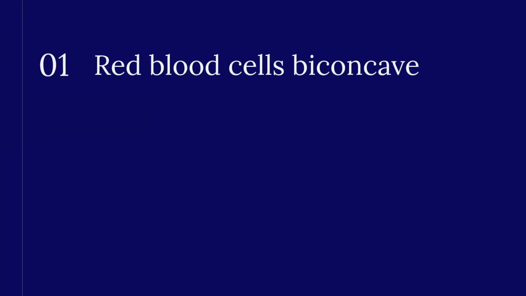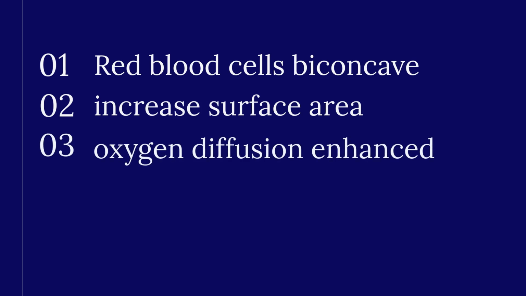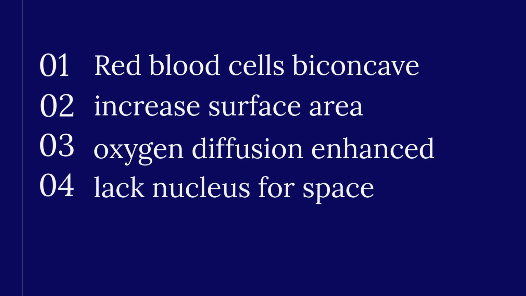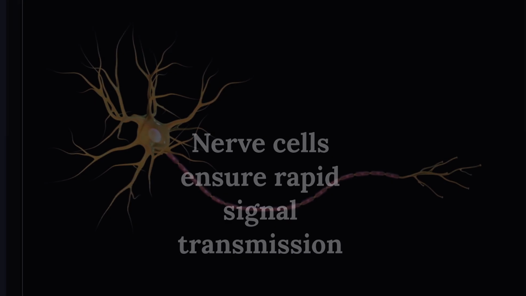Red blood cells are biconcave, increasing surface area for oxygen diffusion. They lack a nucleus, maximizing space for hemoglobin. Their flexible membrane aids movement through capillaries, packed with hemoglobin. They efficiently transport oxygen. These structural adaptations optimize oxygen delivery.